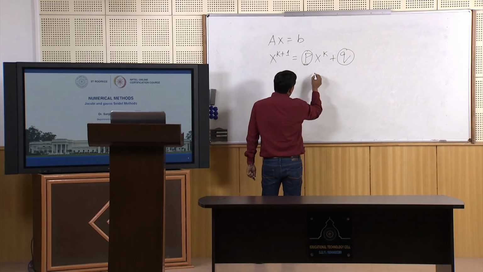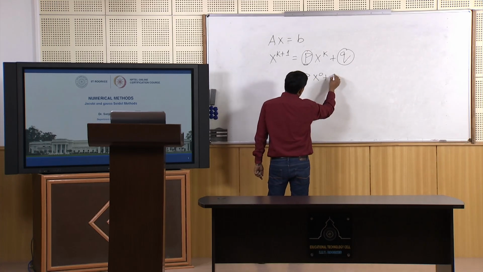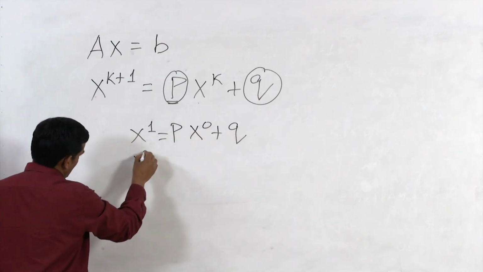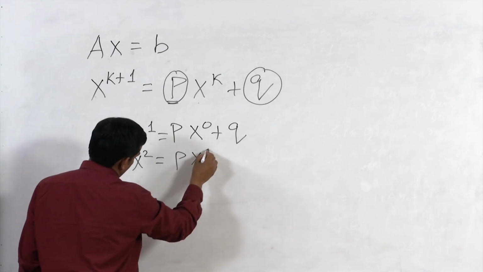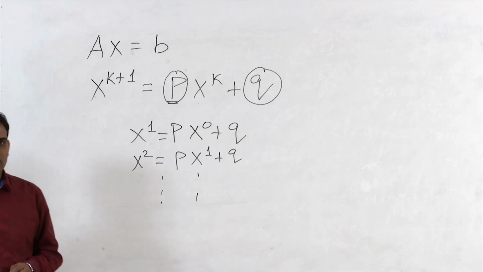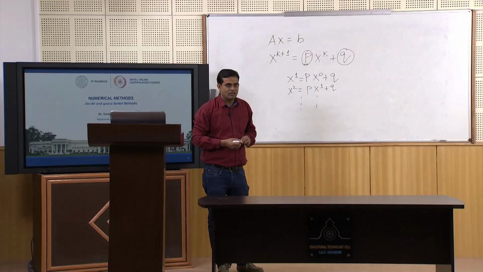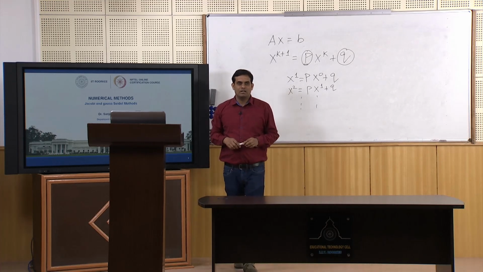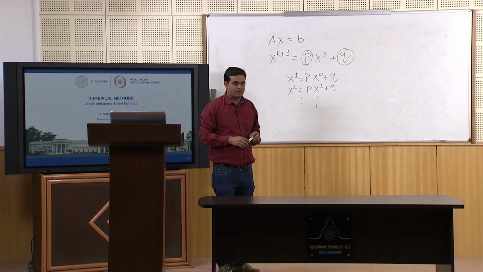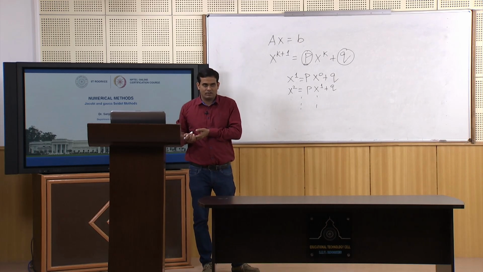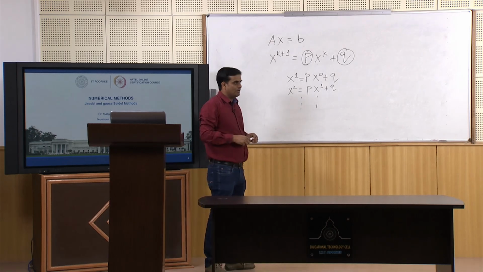As I told you, we start with an initial solution x naught. So, P x naught plus Q will give us x1, then in the second iteration x2 will be P x1 plus Q and so on. So, in each iteration we update our solution, with the assumption that the solution is going to converge to the exact solution. However, it is not always true. The solution may also diverge for a given iterative scheme.